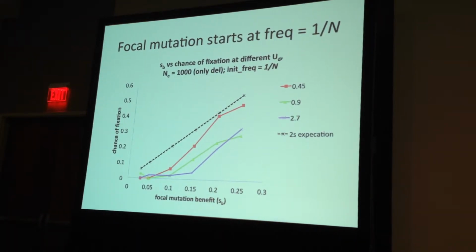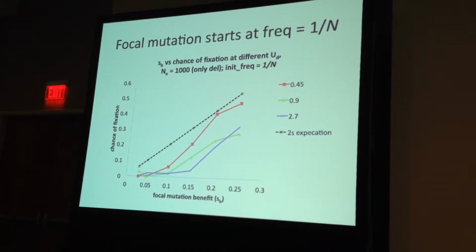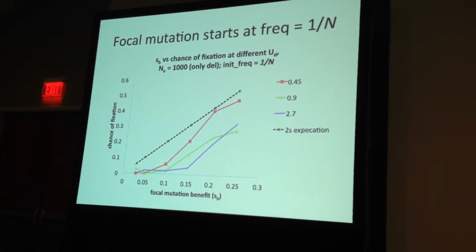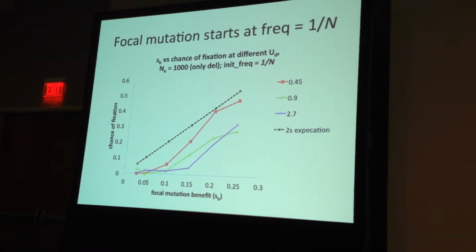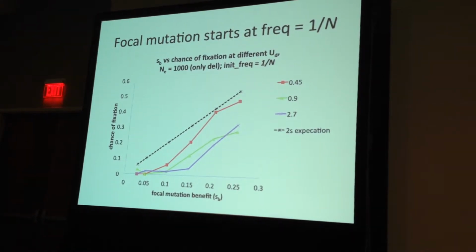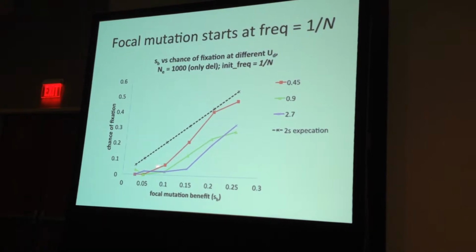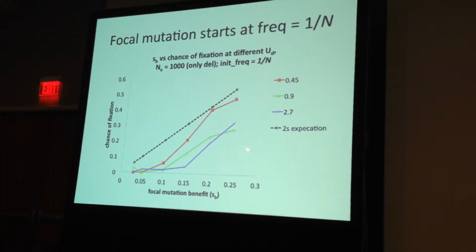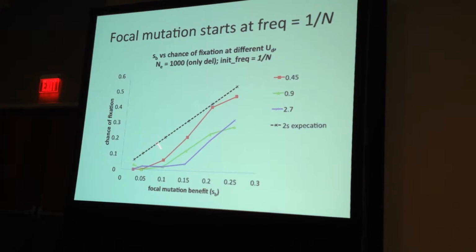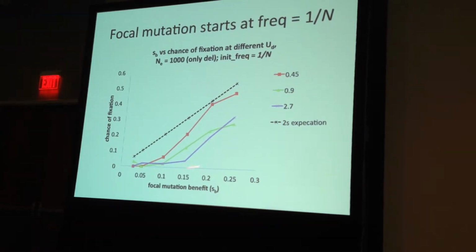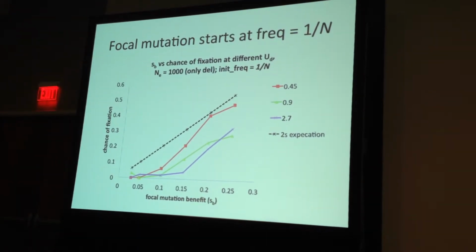So 0.45 is around 2,000-fold higher than wild-type E. coli. 0.9 is around 4,500-fold higher than wild-type E. coli, and 2.7 is, I guess, around 6,000 to 8,000-fold higher than wild-type E. coli. So you can see that as you increase the deleterious mutation rate, the line deviates more and more from the 2S expectation. So we can see a clear effect of the rate of deleterious mutations on the probability of fixation of this beneficial mutation that's being seeded in.